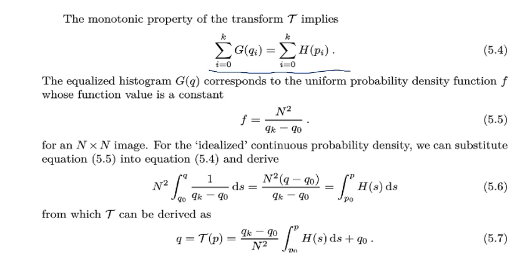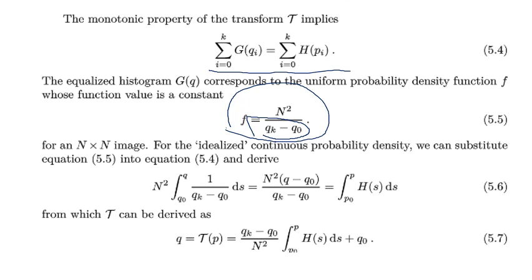So, the value of the function f, that constant you saw just now in the previous image, is given by f = n square by qk minus q naught. Rather than just saying it mathematically, let's try to understand it here. qk is the maximum minus the minimum, so that is the denominator. We get the range, right? So n square is divided by that difference for an n cross n image.